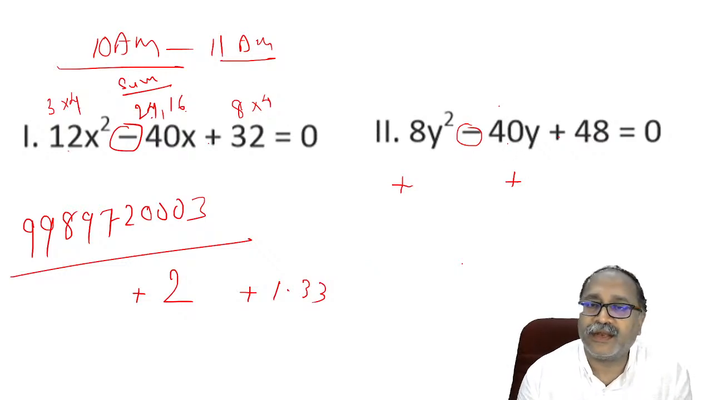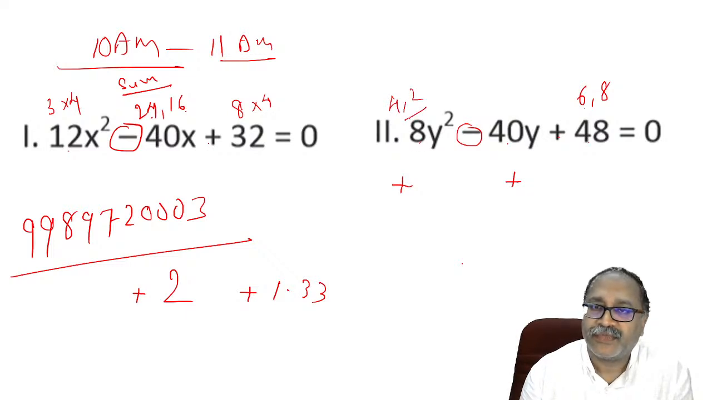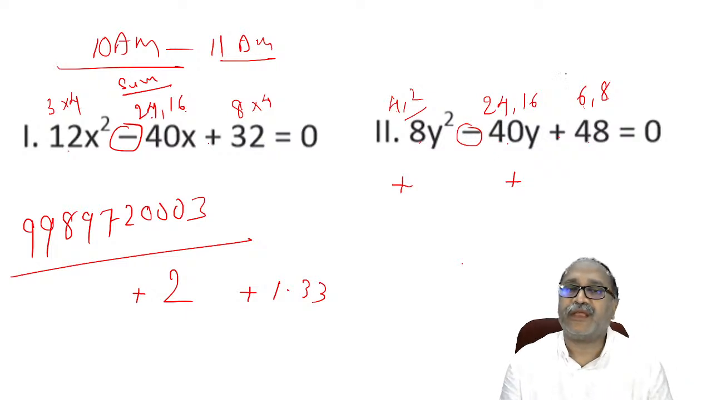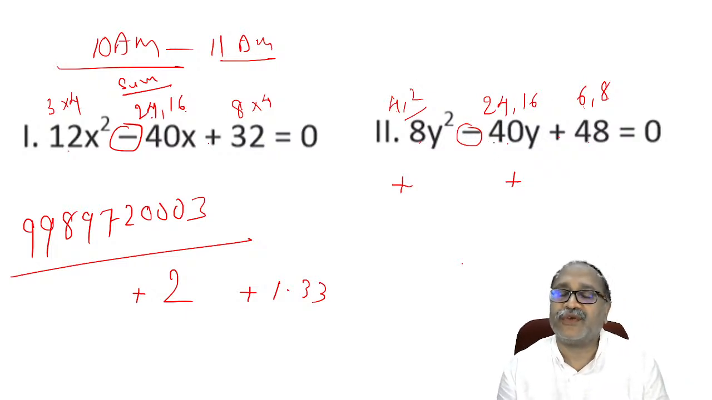Then here it is 48. Can I write this as 12 into 4, 6, 8? 6 into 8 is 48, and 6 4s are 24, plus 8 is not possible. So if I write it as 4 into 2, this 8, then 4 6s are 24 and 8 2s are 16. That's right, here 24 and 16. Am I right? 8 2s are 16 and 24.